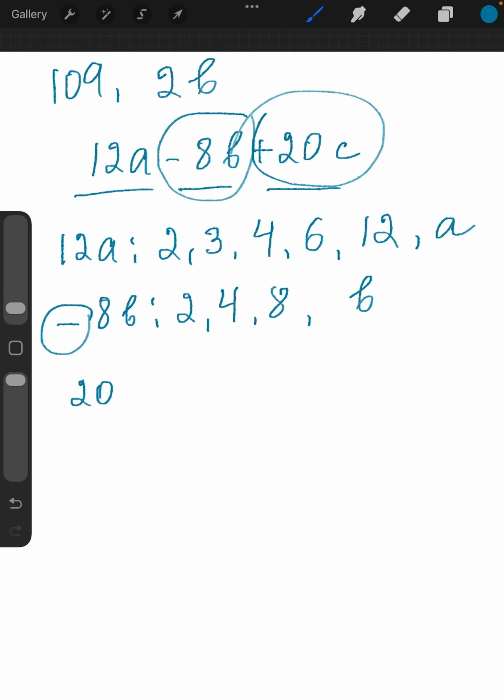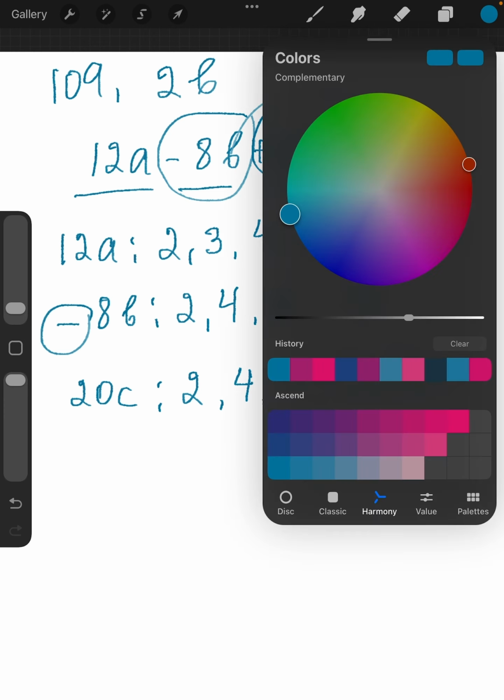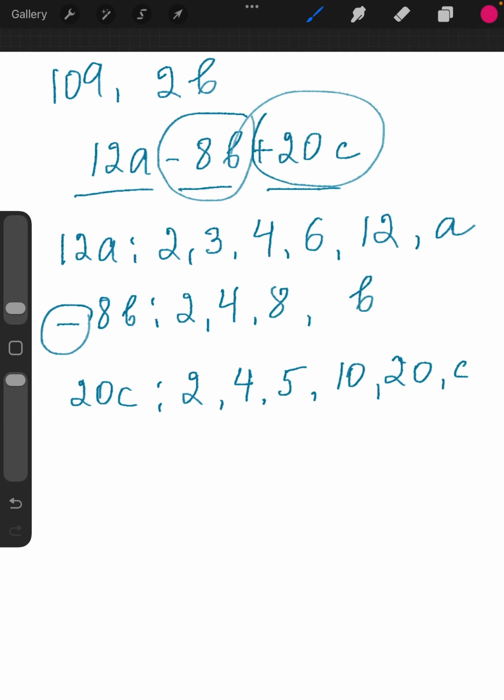Yep, we're going to 20c. We're going to go 2. What's next? Did you remember the 10? 20 and c. All right, let's look back at our numbers and see what the greatest common factor is here.